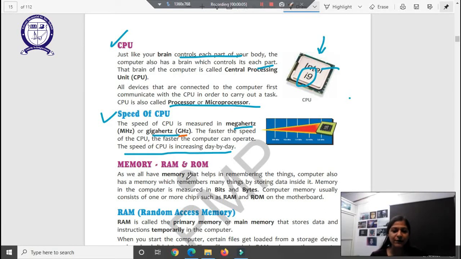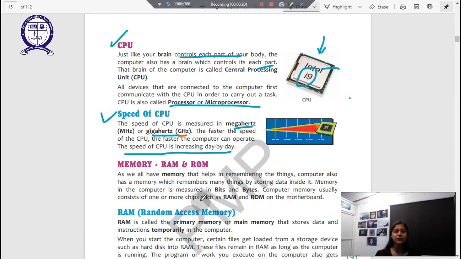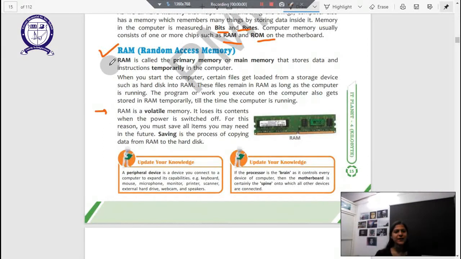As we all have memory that helps in remembering things, the computer also has memory which remembers many things. So of course we have memory inside our brain as well as the computer to store various data. The unit used to measure the computer's memory is bits and bytes. Computer memory usually consists of one or more chips such as RAM and ROM on the motherboard. Now let's see about RAM.